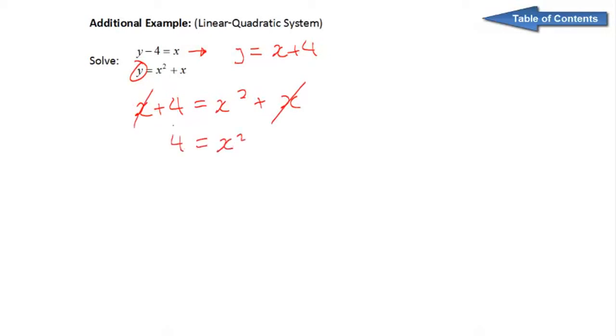Now this is kind of an interesting situation right here. There's two different ways you can go about solving this. The first way is that you can right away, to isolate x, take the square root of both sides. And so we can get x is equal to, remember, plus or minus 2. That's something students often forget.